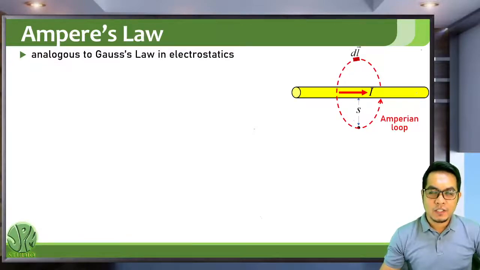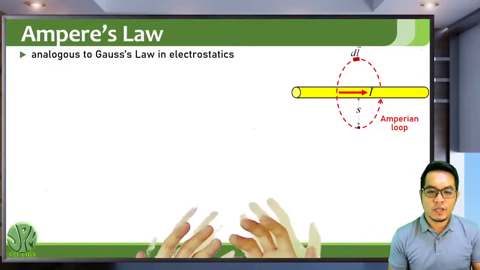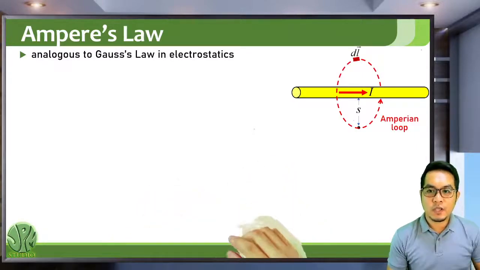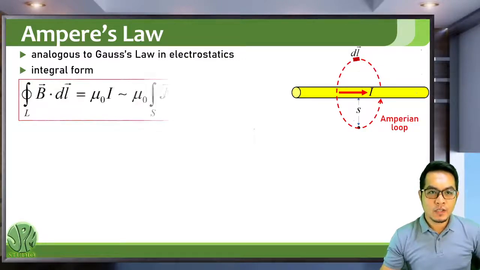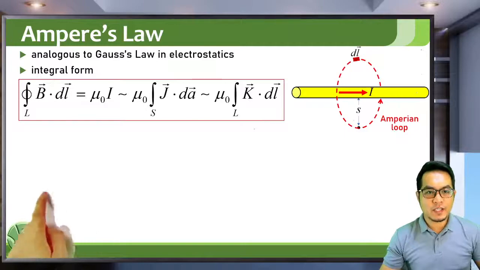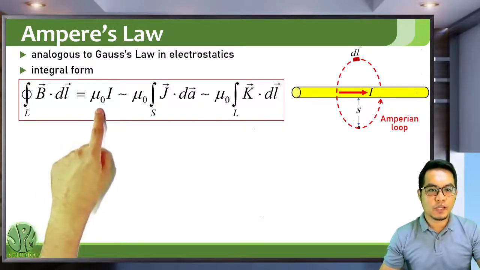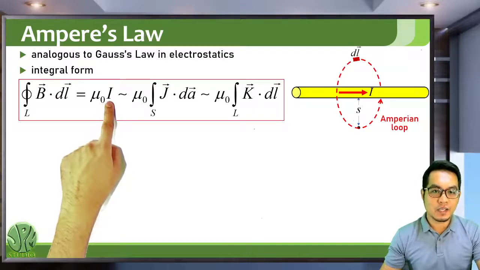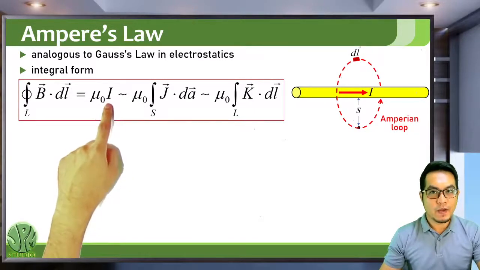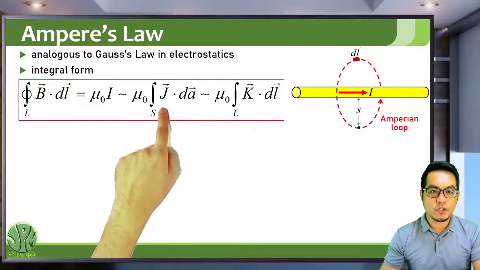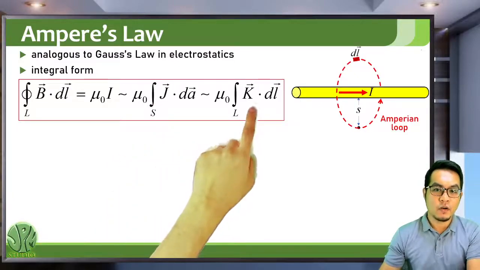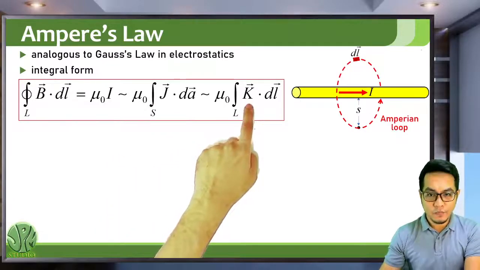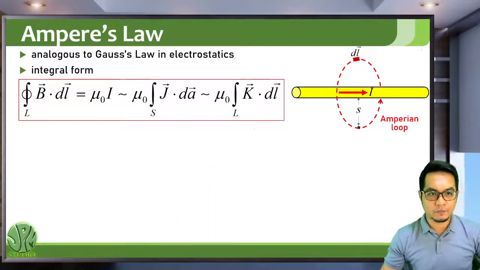Similar to Gauss's law, instead of enclosing your charge with a Gaussian surface, you enclose your current with what we call an Amperean loop. In integral form, Ampere's law is the integral of B dot dl equals mu naught times I enclosed, where I is the current enclosed. If you have a volume current distribution, then I is the integral of J dot dA. If you have a surface current distribution, then I is the integral of K dot dl.